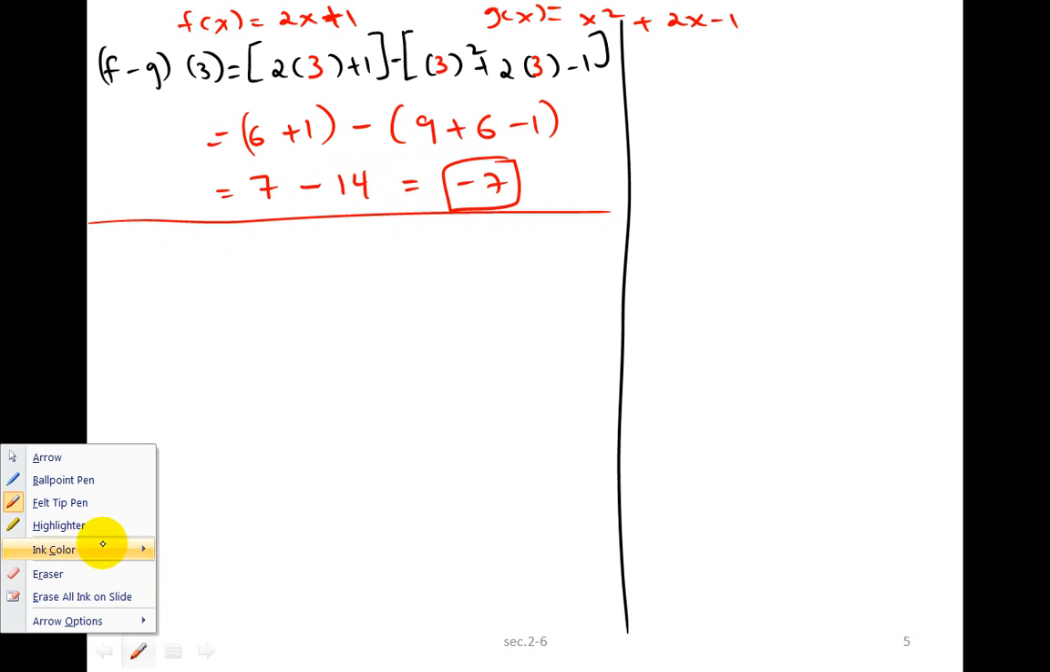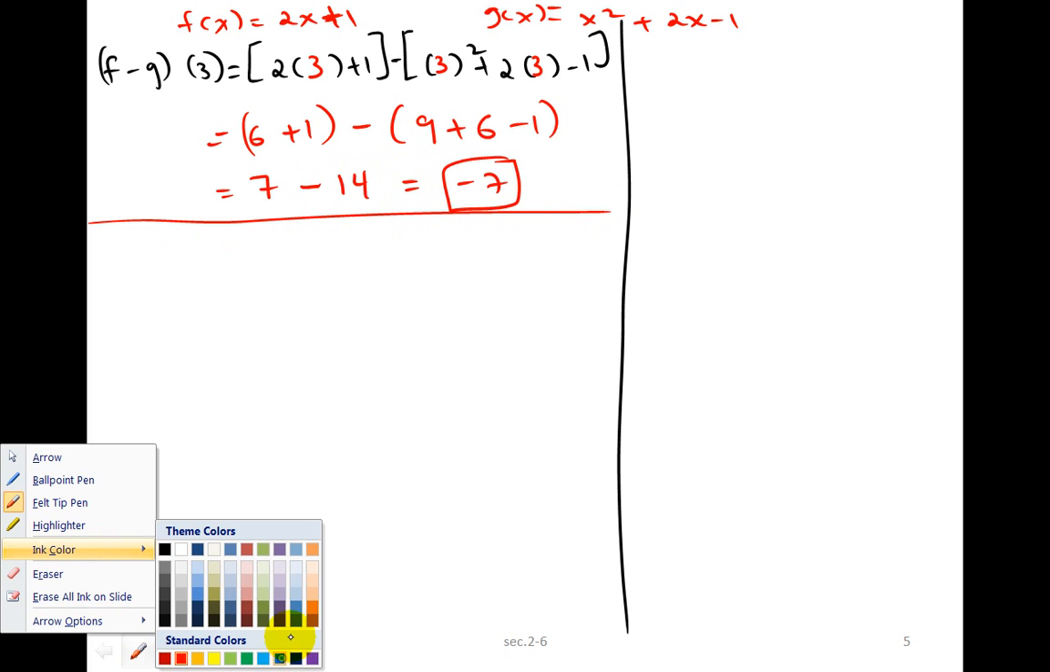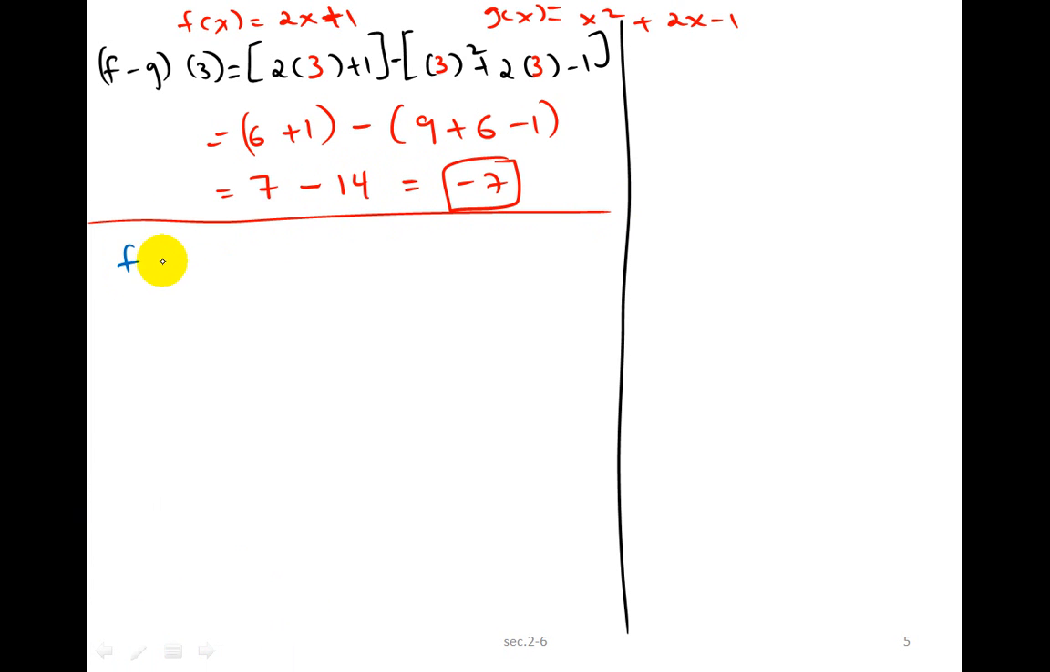Let's go to the next question. We've been asked to find the product. That means f of g of x. We'll do the same thing, just multiply. First let me put what is f of x, which is 2x plus 1, and what is my g of x. It will be x squared plus 2x minus 1. Just start to multiply, opening the bracket.